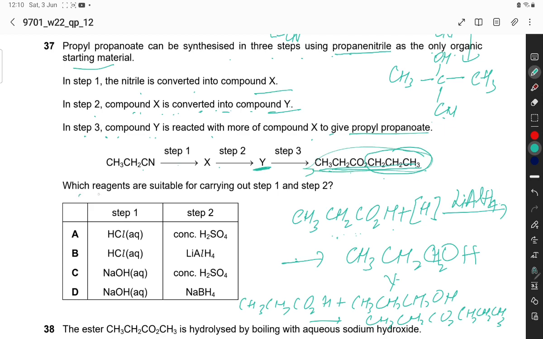Which reagents are suitable for carrying out step 1 and step 2? Step 1 is hydrolysis with aqueous HCl to form X, and step 2 is lithium aluminum hydride to form Y, and Y reacts with X to form the ester. So A is not correct. B is the correct option: HCl in step 1 and lithium aluminum tetrahydride in step 2.